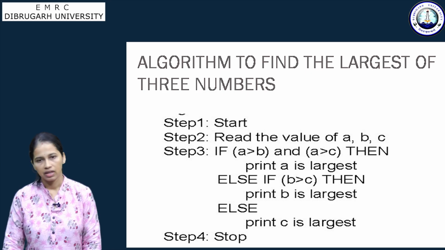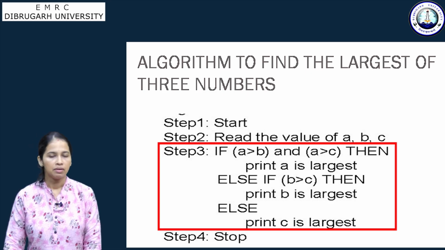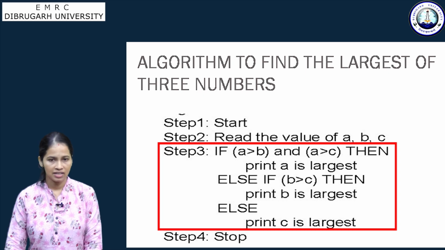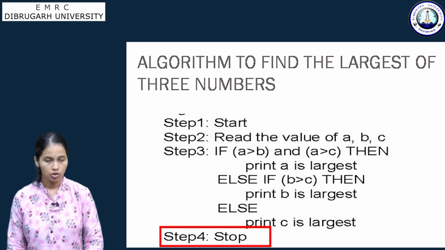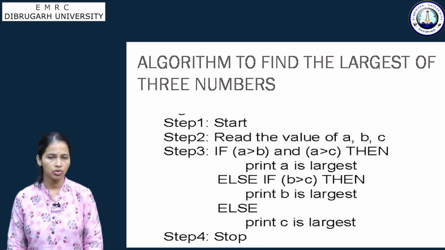Okay. In the else part, if A is less than B and B is greater than C, then B will be the largest number. And in this particular else part, where A is less than B and B is also less than C, then we will print C as the largest number. Then after this, we will stop our algorithm. So, this is one way to write this algorithm.